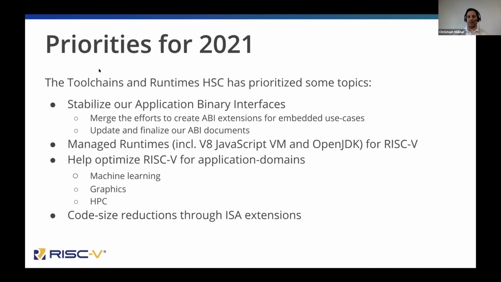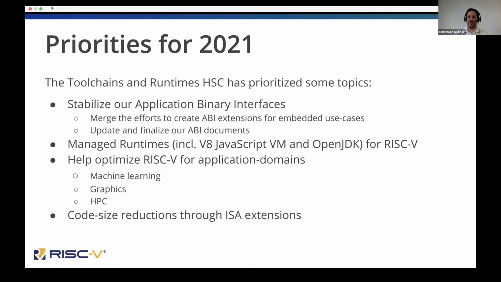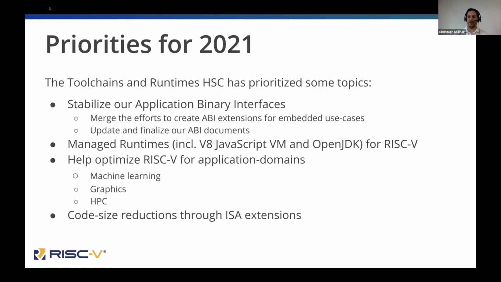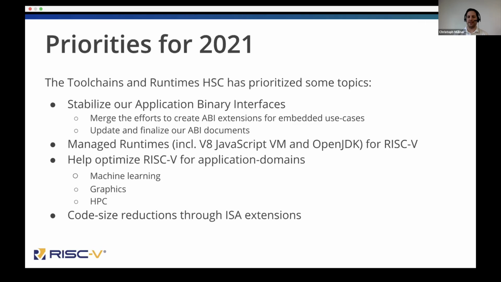Another goal for 2021 is to improve the availability of managed runtimes. So we have created a dedicated task group for managed runtimes, which is working closely with the upstream developers for the RISC-V ports. Two projects where we had significant progress recently are V8 and OpenJDK. But other runtimes also show excellent improvements.